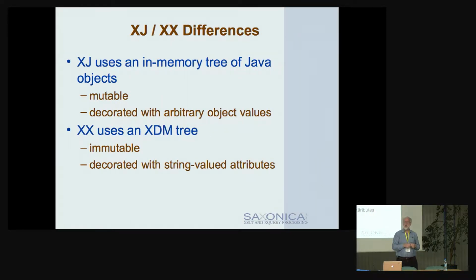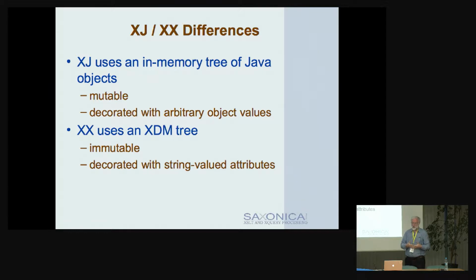So differences between the XJ compiler, the compiler written in Java, and the compiler written in XSLT. Well, the main difference is in the data structures inside. Both are using a tree to represent the evolving analysis of the source program. They start with a tree that's very much in the source language vocabulary of XSLT. They move to a tree that's in a more internal vocabulary.